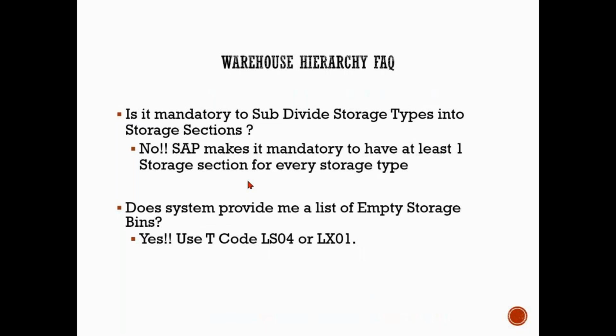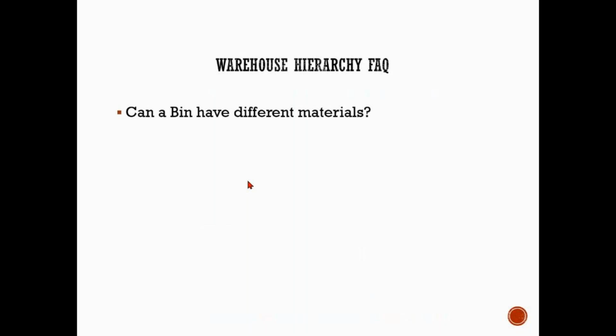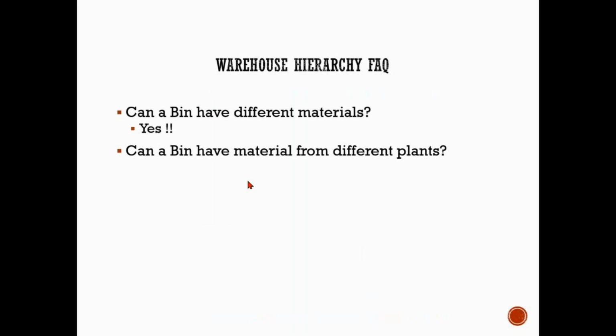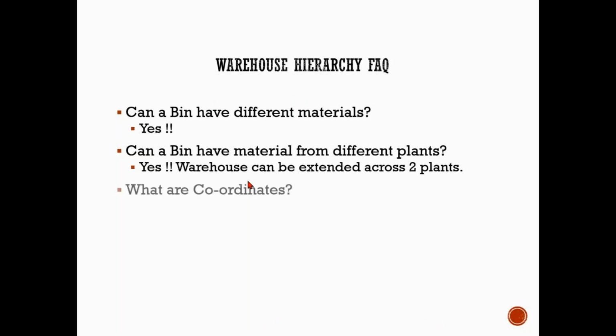So usually this question comes mostly from the business users because they want to see how many bins are empty, how much stock is lying on what all bins, what is the capacity load of my warehouse. So yes, you can do that. Can a bin have different materials? Yes, we can have multiple materials stored in the same bin. Can a bin have material from different plants? Yes, like I said, we can have the same warehouse extended to both the plants, and then we can have material from different plants stored in the same warehouse and same storage bin.